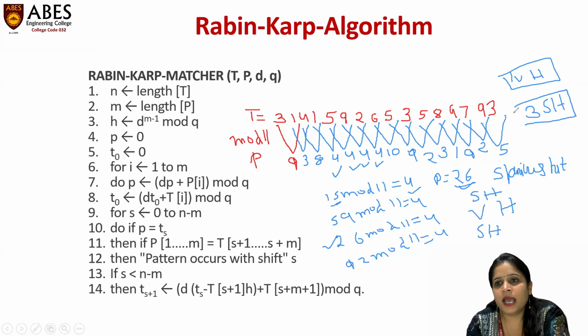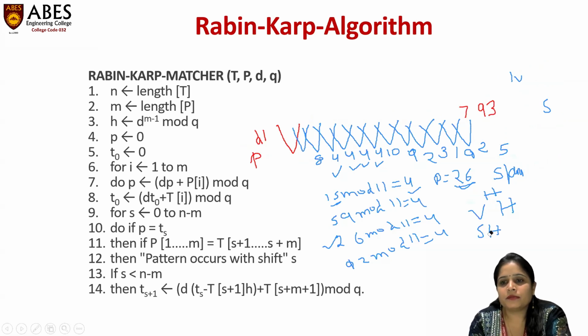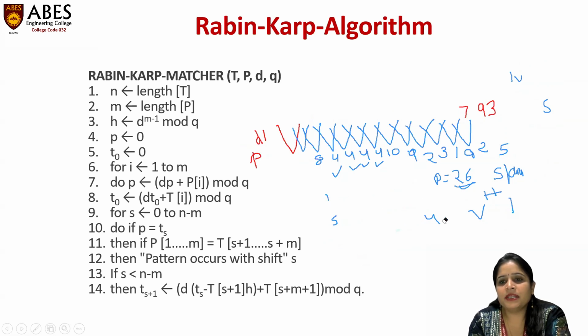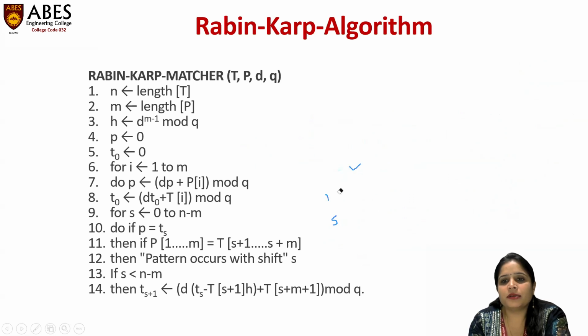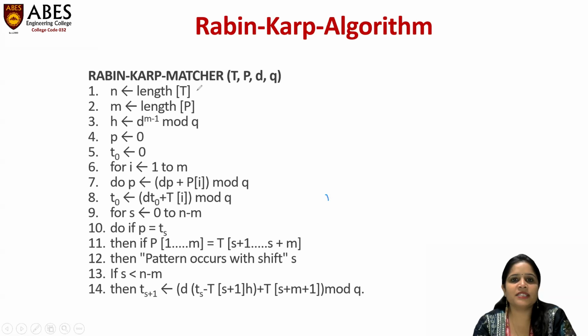I hope you understand the approach of the Rabin-Karp string matching algorithm clearly. So I hope the working of Rabin-Karp is clear. Now we see the step-by-step procedure to compute this pattern using the Rabin-Karp string matching algorithm. In step number one, we compute the size of the text array in variable n, and the size of the pattern in variable m.